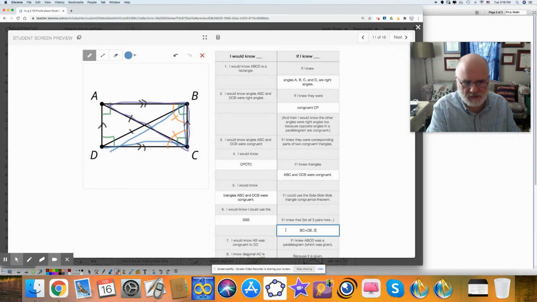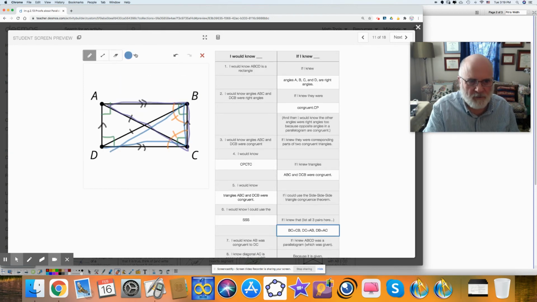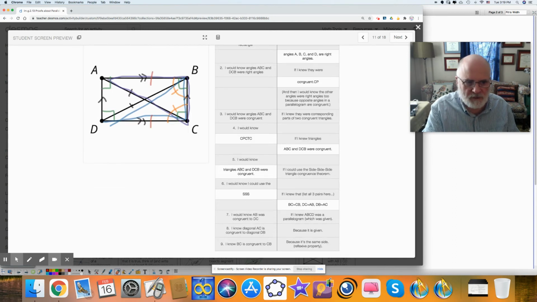Let's see, DC is equal to AB, and DB is equal to AC. Well, we know DB, AB, and DC are congruent because they're part of a parallelogram. And in a parallelogram, both pairs of opposite sides are congruent. So I know that this is congruent to this one. We also know that these two sides are congruent because that was given. And this is congruent to itself because of the reflexive property.